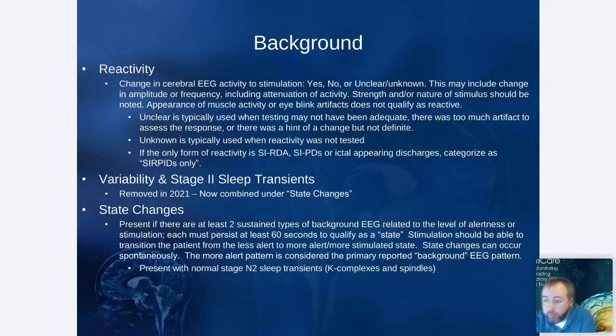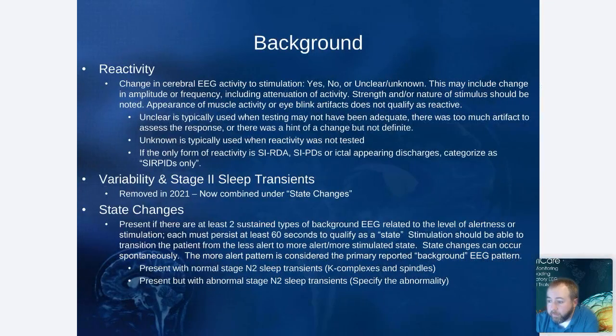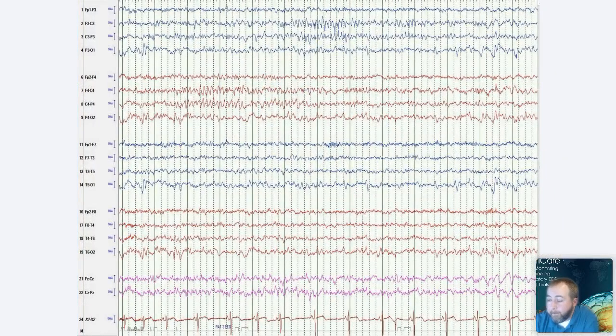You also want to note whether it is present with normal stage 2 sleep transients, so your K complexes and spindles, or abnormal stage 2 sleep transients. If it is abnormal, specify what the abnormality is. So here's an example of an abnormality of a stage 2 sleep transient. This is on a 7-year-old with an asynchronous sleep spindle. By this age, at 7, you should definitely have some synchronous sleep spindles. So this would be stage 2 with asynchronous sleep spindles.